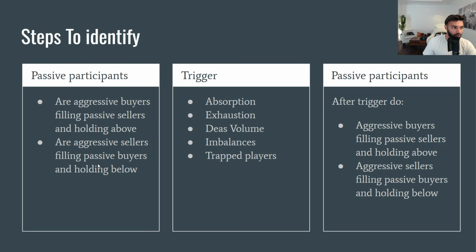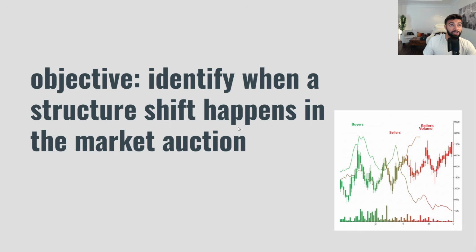Once we know who's in control, and then it comes into our key level, we see them lose control, and then we want to see the other side regain control. What does that mean? We pull into demand, I see absorption, and then I see an aggressive buyer fill a passive sell offer, just one, and hold above. That's my signal for entry. Same thing on the other side. When I see an aggressive seller fill a passive buy offer and hold below, that's my signal for entry for these shorts. So the objective is to identify when a structure shift happens in the market auction. It's going to be inside the tape, level 2, and times and sales.